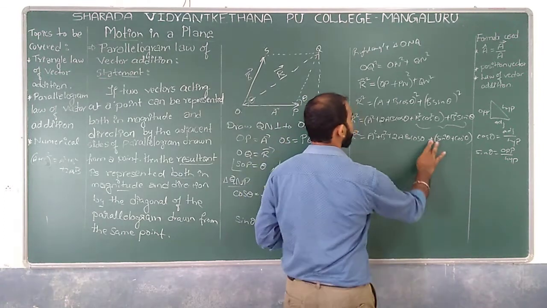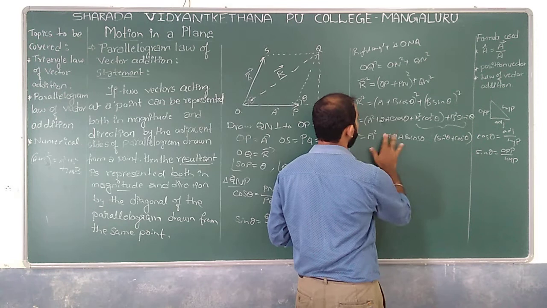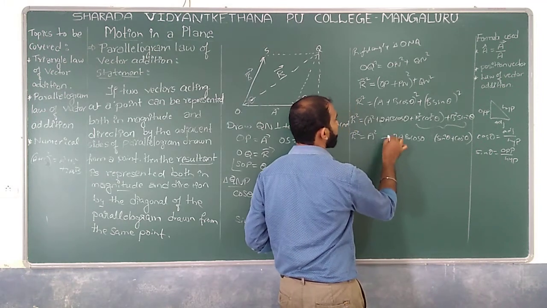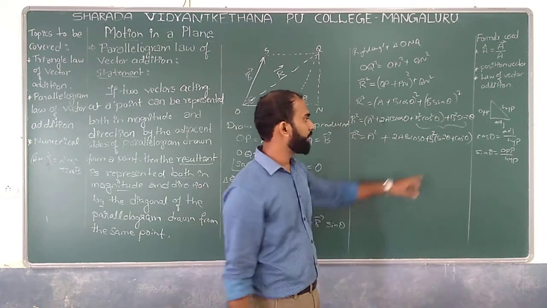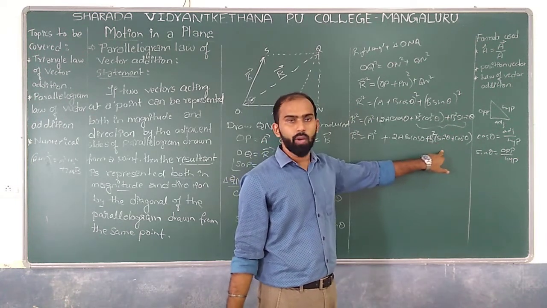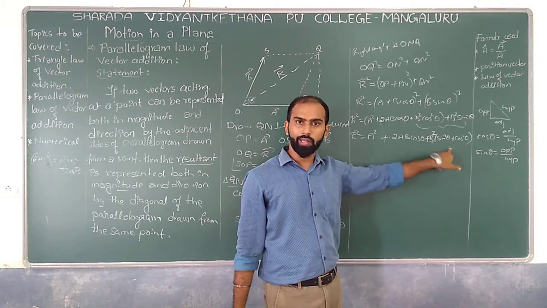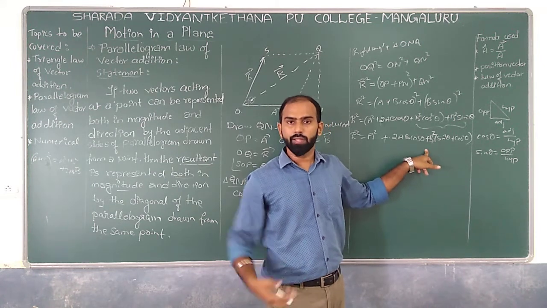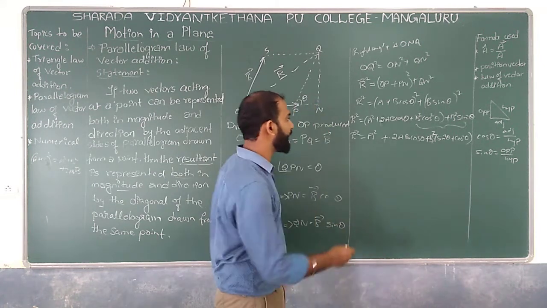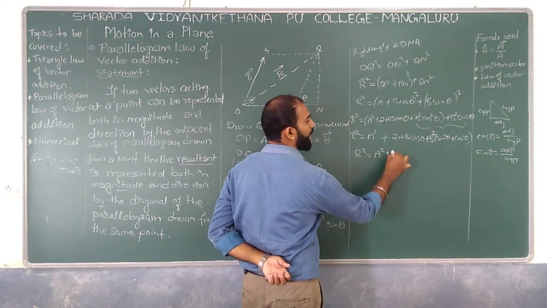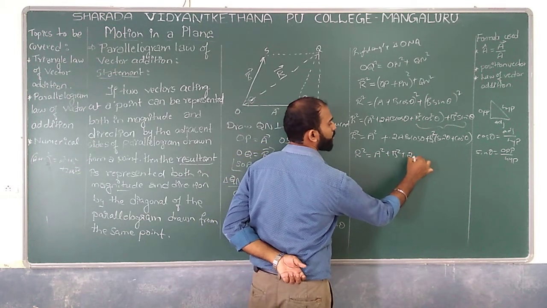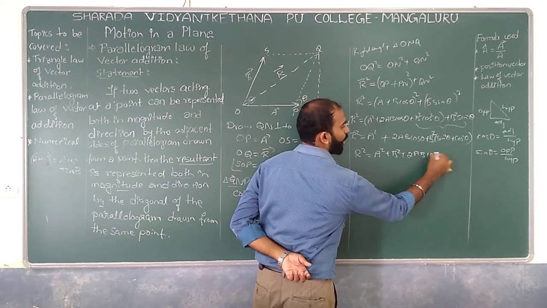Here, a plus b square is common. So sin square theta plus cos square theta is 1, and 1 into anything is anything. So what do we have? That is b square. So altogether we have r square is equal to a square plus b square plus 2ab cos theta.